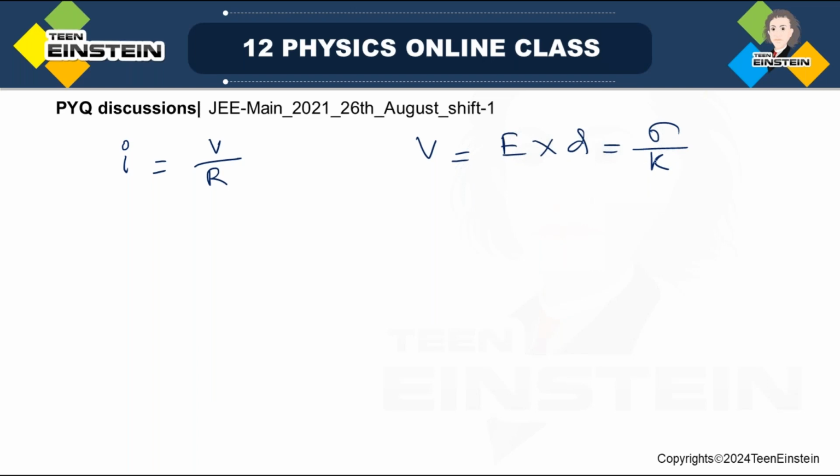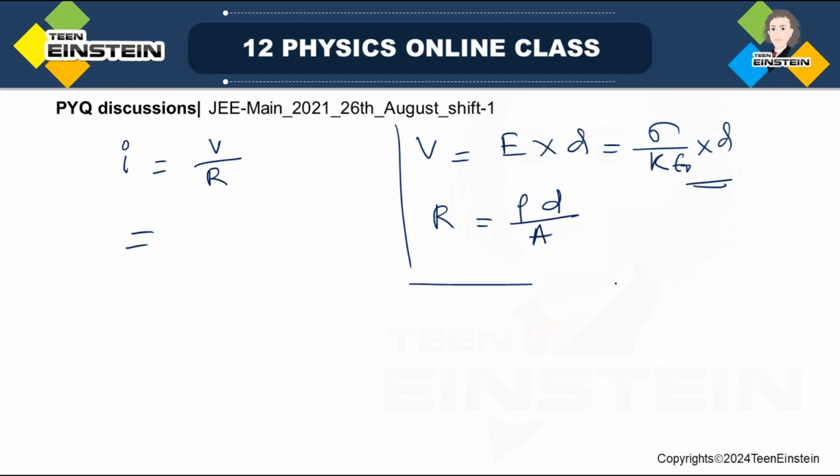K is the relative permittivity of the dielectric material, or dielectric constant. So V is sigma by K epsilon naught into D. Okay, so this is actually V, and what is this R? R I can write as rho L. L is here D by A. A is the area of cross section. Now let us put this here.